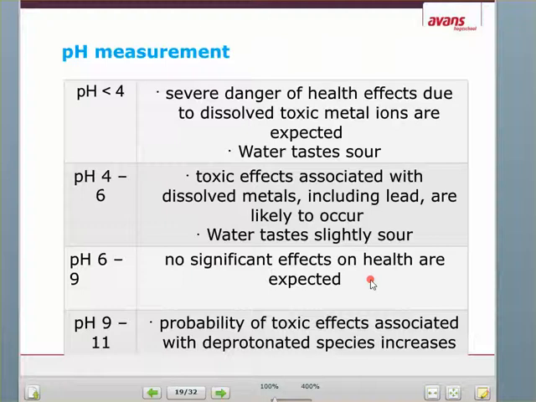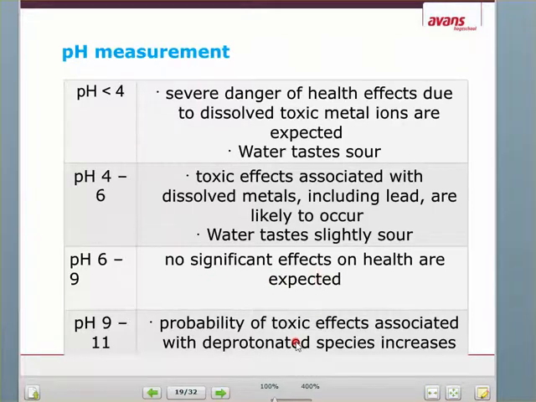However, if this is in a system where there's a lot of buffer, so for example, limestone rock has lots of calcium and carbonate, the water will be slimy. This is what hard water is called. It's just like slimy water because of a high amount of ions. So this, because it's between 6 and 9, does not necessarily mean it's good water.